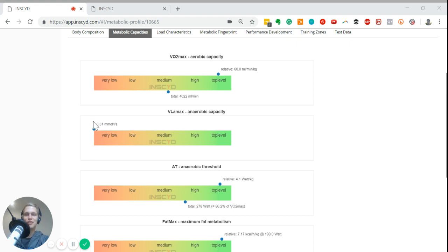So that's not the route we should go, and not the route we want to go, because you probably need a little bit of glycolytic capacity anyway. So that's out of the question, which leaves VO2 max. We want to work on increasing VO2 max. Now, how do we go about that?